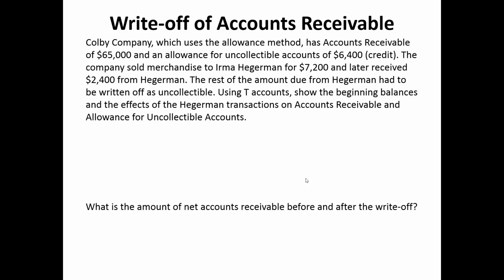Before we conclude our lecture, I'd like to cover an actual write-off problem. In this problem we have lots of information, so I'm going to make T accounts first so that I can figure out what it's saying. One will be for accounts receivable, the current asset, and one will be for the allowance for doubtful accounts, uncollectible accounts, or bad debts, which is its contra account.